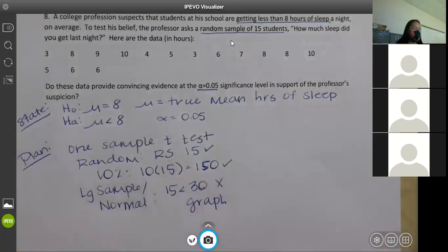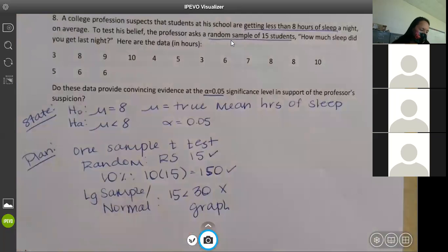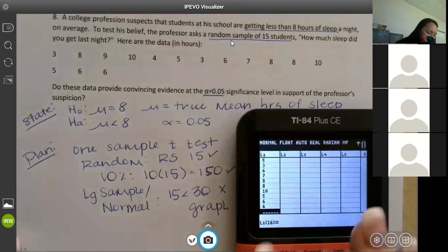Okay, we're gonna have to put this in anyway. Remember where you put it into stat. I'm gonna hold my calculator. 3, 8, 9, 10, 4, 5, 3, 6, 7, 8, 8, 10, 5, 6, 6. And let me check it just a second before I screw anything up. Okay. So I have the data in stat plot.